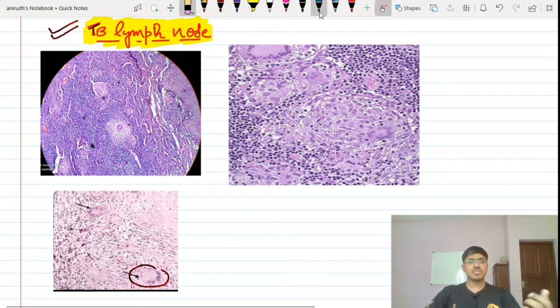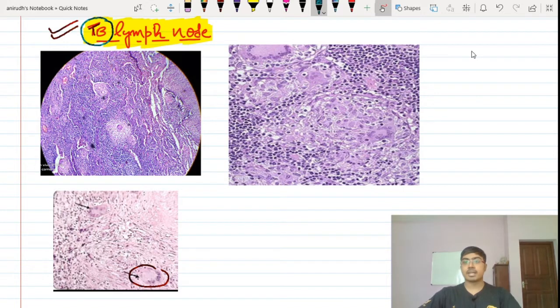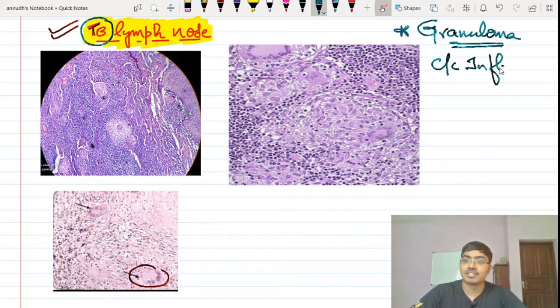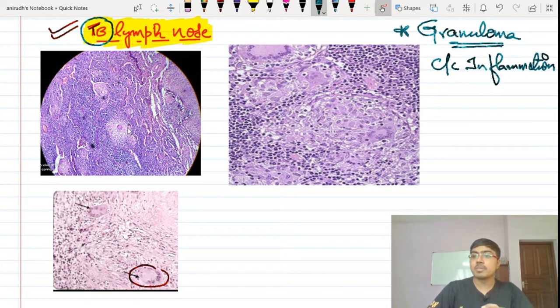Now, the moment we hear tuberculosis in pathology, what has to strike our mind is this particular term, granuloma, right? So the moment I hear the word granuloma, what comes to my mind is chronic inflammation. Granuloma is a morphological variant of chronic inflammation, or I can say granuloma is seen in chronic inflammation. And we have two types of granuloma, immune granuloma and foreign body granuloma.